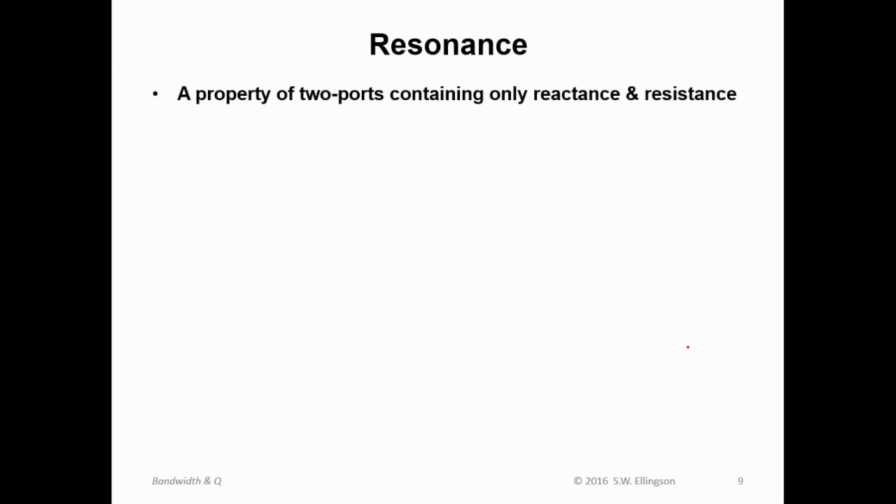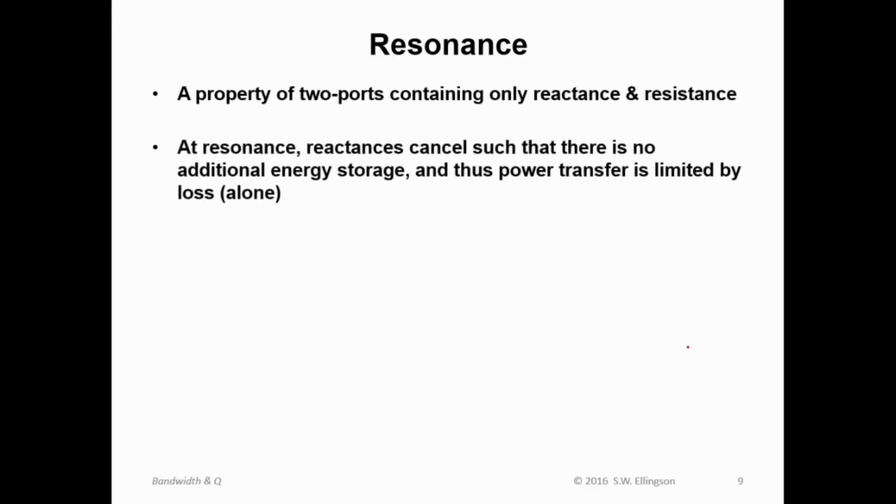Resonance is the next thing I want to talk about. Resonance is a property of two ports containing only reactance and resistance. So if we have passive things, L's and C's and R's, then we can talk about the resonance of that thing. At resonance, reactances cancel such that there's no additional energy storage. That is, power transfer is limited by loss, that is, by R alone. And if you think about that, that's the way that we have been talking about doing impedance matching, is trying to get TPG equal to 1.